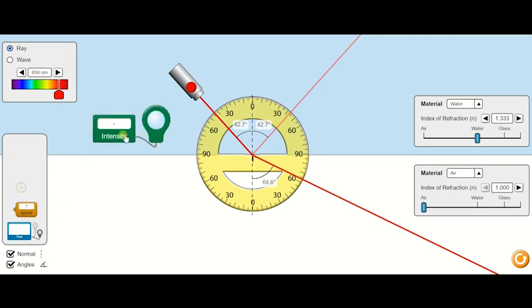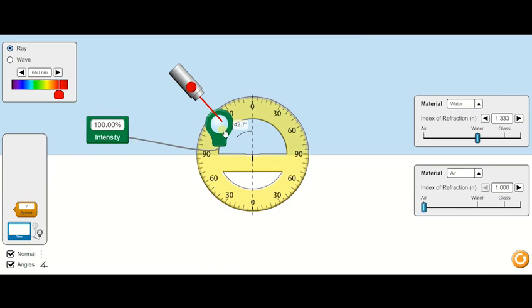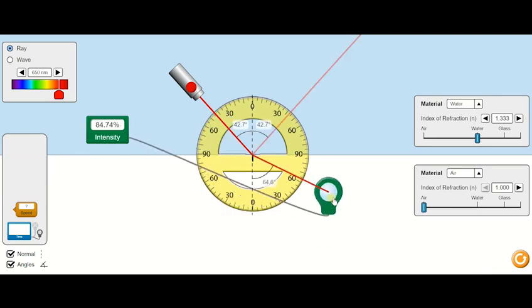Similarly, the intensity of the light changes. The intensity of the light is 100%, but when it comes here it has decreased. So the intensity decreases.